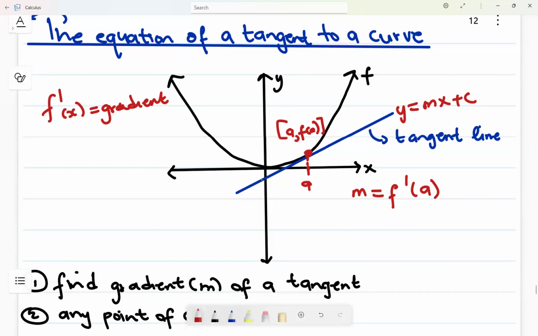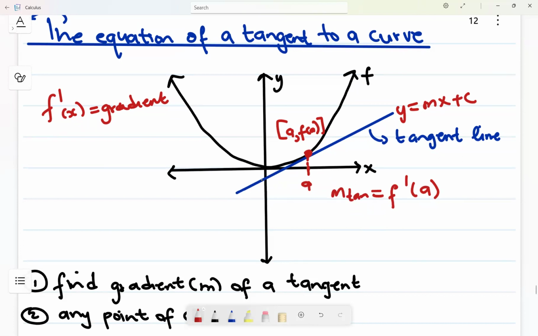Remember, this gradient tells you about the gradient here. When you get f'(x), you get the gradient of here, of there, okay? But now we need to know specifically where x is equal to how much. So we want where x is equal to a. So that gradient, where x is equal to a, is equal to the what? The gradient of a tangent.